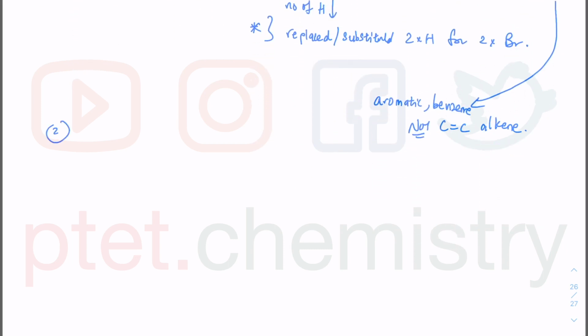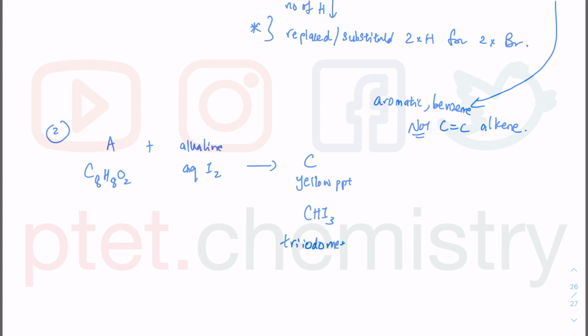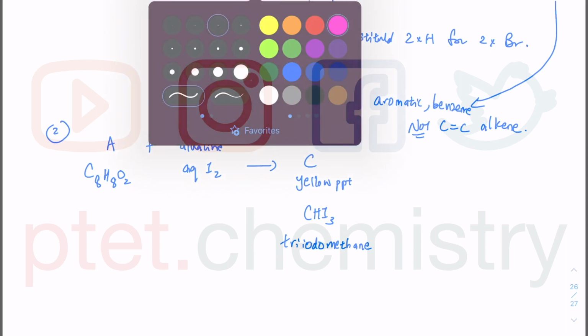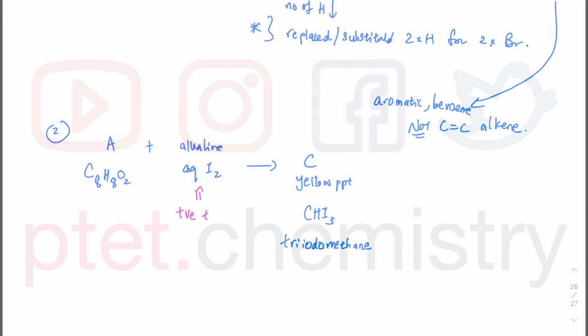The second information given is A reacts with alkaline aqueous iodine. Alkaline aqueous iodine is the test for iodoform. So A is C8H8O2. And what does that give you? They give you a yellow precipitate. So this yellow precipitate is the easy thing because this is triiodomethane. So triiodomethane is the positive result that comes from the test, which is a positive test for CH3CHOH functional group or CH3C=O.